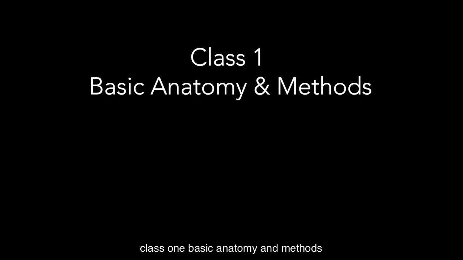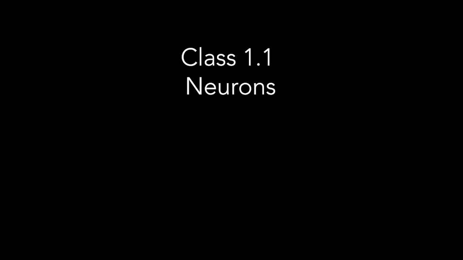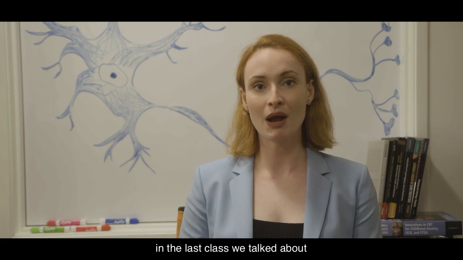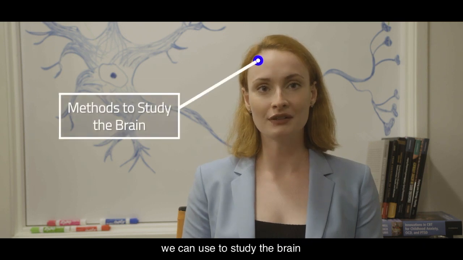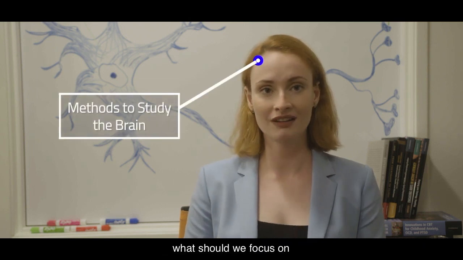Class 1, Basic Anatomy and Methods. Neurons. In the last class, we talked about why we should care about the brain. This class is about the how. That is, what are the methods that we can use to study the brain?